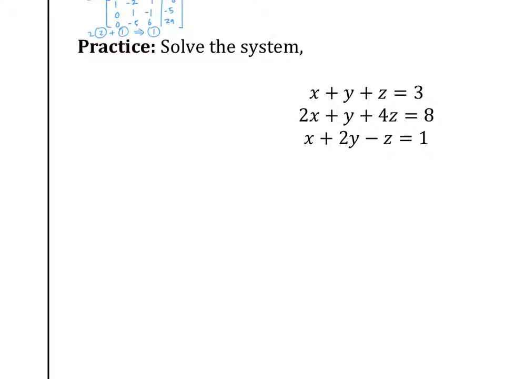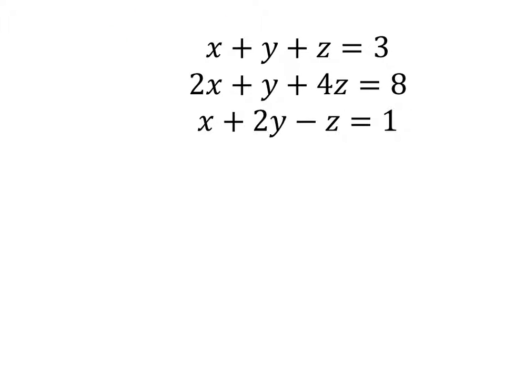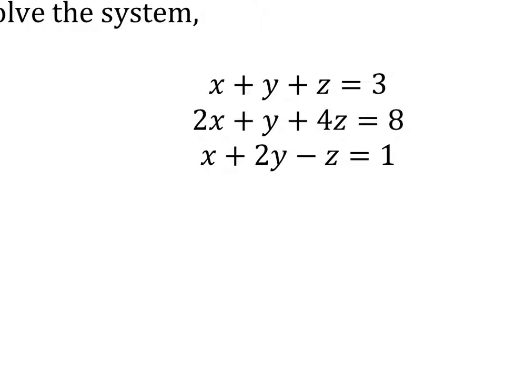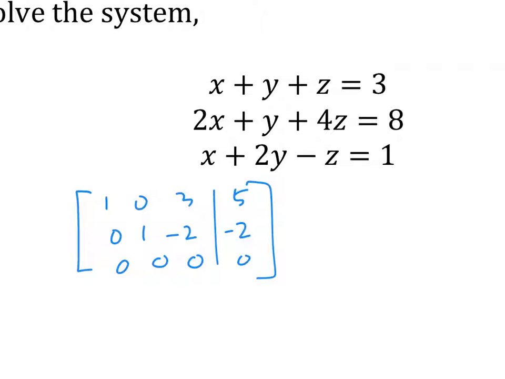Let's try this one with just the calculator. This one has a very interesting result, so it's much better if we just look at the calculator answer. Go ahead and figure out what the answer is of this matrix. If you do RREF, you should get 1, 0, 3, 5, 0, 1, -2, -2, 0, 0, 0, 0. Okay, what does this answer mean?